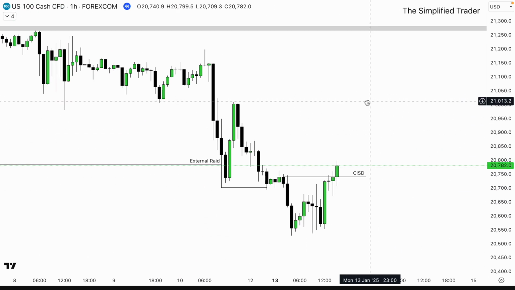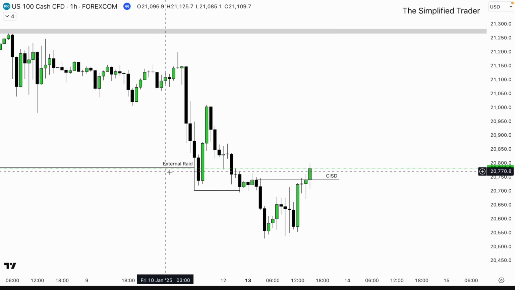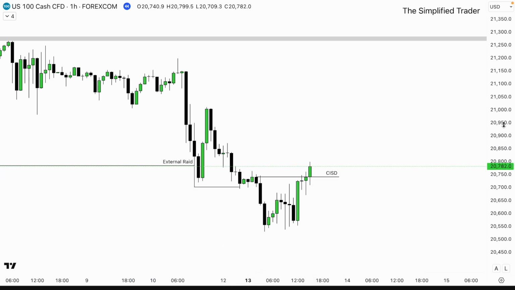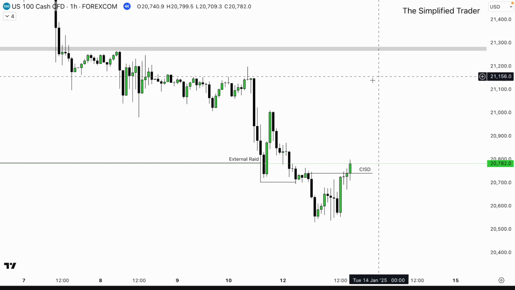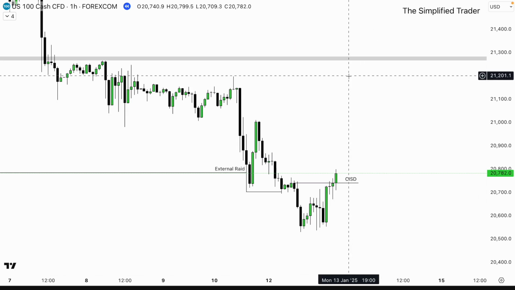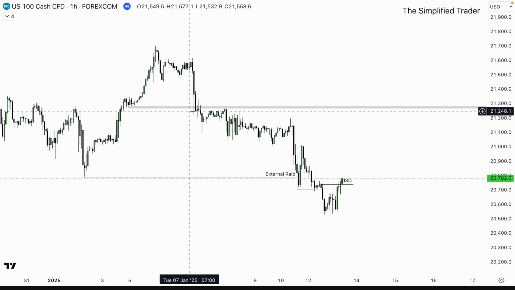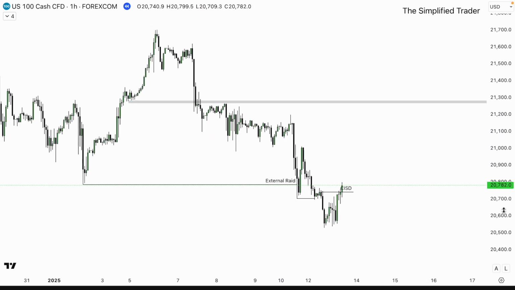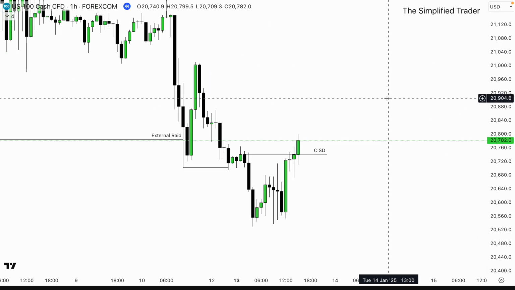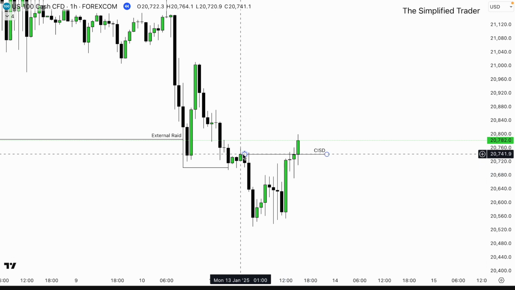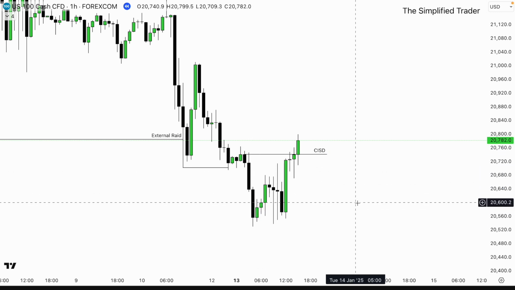So now remember the entry sequence. We have an external raid on liquidity. We have an internal liquidity that we are using as a draw on liquidity, meaning this is my higher time frame target. Remember, this little gray box is my higher time frame daily fair value gap. So we have the external raid. We are on the 1 hour time frame, and we have a change in the state of delivery.